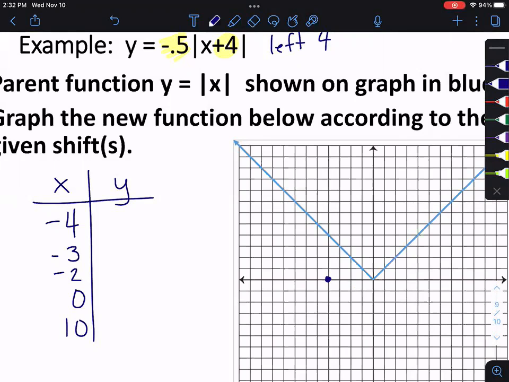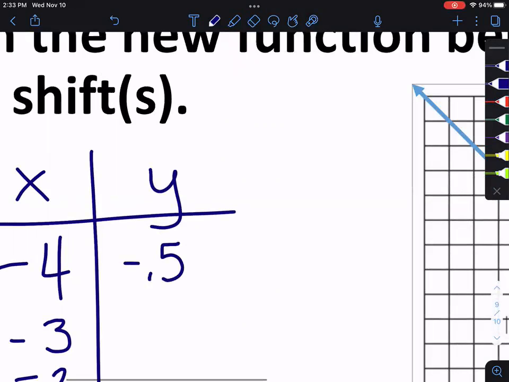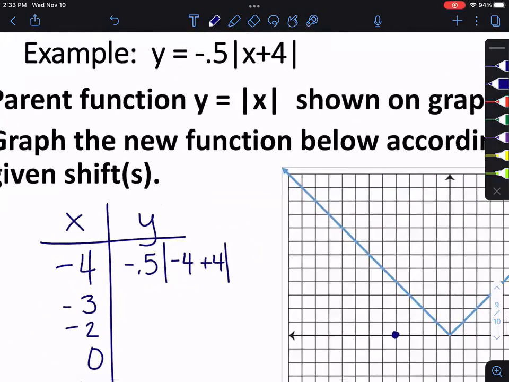Unfortunately for these, we can't really type them in our calculators. We just have to compute them on our own. So if I look back at this original, I have -0.5 times the absolute value of -4 + 4 that I need to compute. In the absolute value bars, -4 + 4 is 0. 0 times -1/2 is 0. So I have that point correct, -4, 0 already.